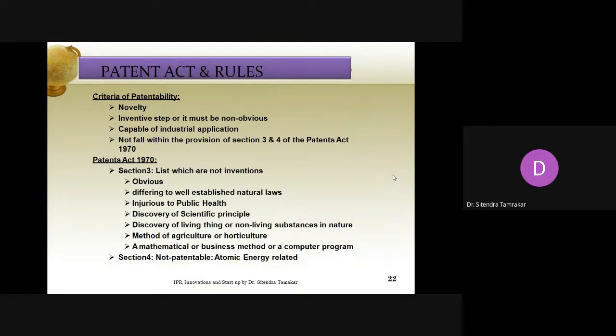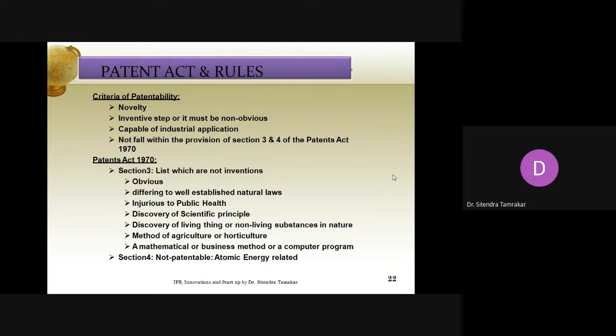So there is a specified criteria for patentability. It should be novel, it must be non-obvious, it should have the capability of industrial application, and not fall within the provisions of Sections 3 and 4 of the Patent Act, 1970. Under the Patent Act 1970, Section 3 and Section 4 are already there. So I just told that they are putting more stress on which category you cannot file a patent under. These categories are in the Patent Act 1970, Sections 3 and 4.